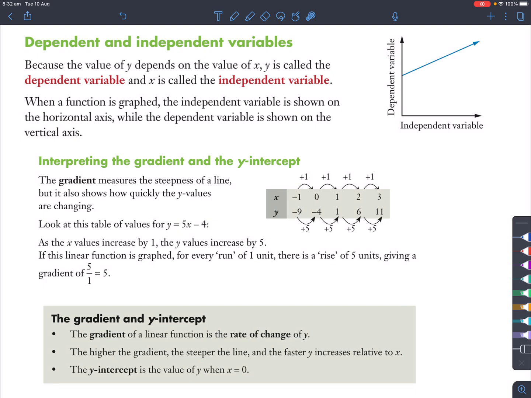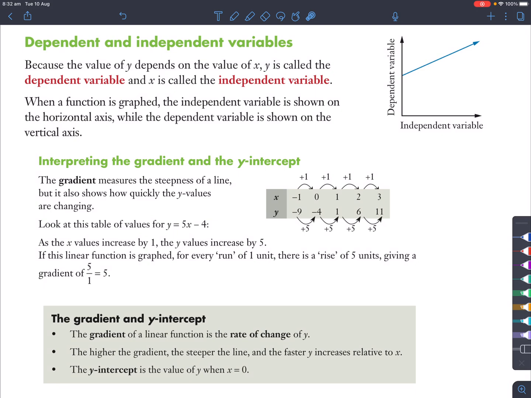So the gradient and y-intercept. The gradient of a linear function is the rate of change of y. So it's how much y is changing in respect to x. Then, the higher the gradient, the steeper the line, and the faster y increases relative to x. Okay, make sure you write that down because in an exam we could ask you, what does a gradient mean? Okay, what does it mean?